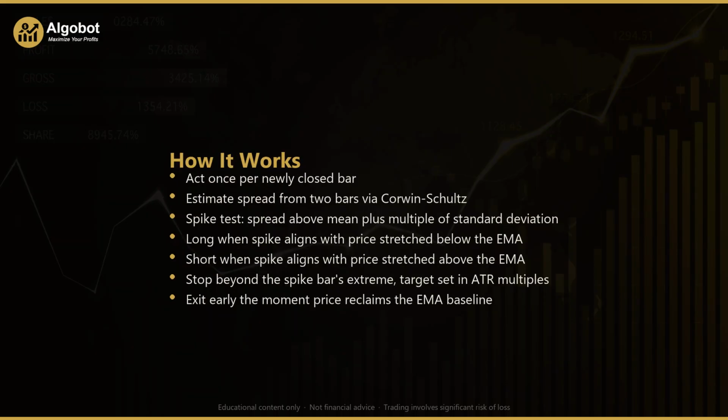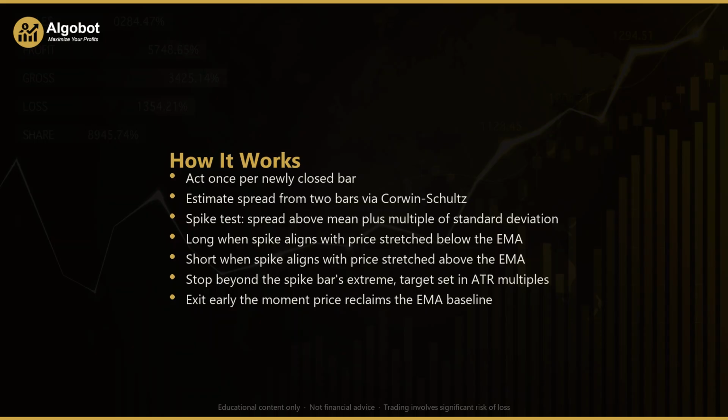The expert advisor only acts once per newly closed bar, so it ignores the noise inside a candle and waits for confirmation. On each closed bar, it records the high, the low, and the close, and it computes the Corwin-Schultz estimated spread from the two most recent bars. Next, it builds a rolling picture of what a normal spread looks like. It takes the spread readings over a look-back window. The default is 50 bars, and it calculates the average and the standard deviation of that history.